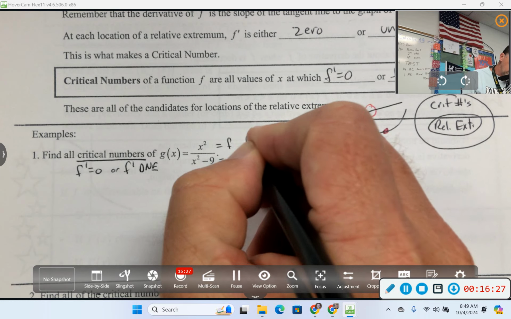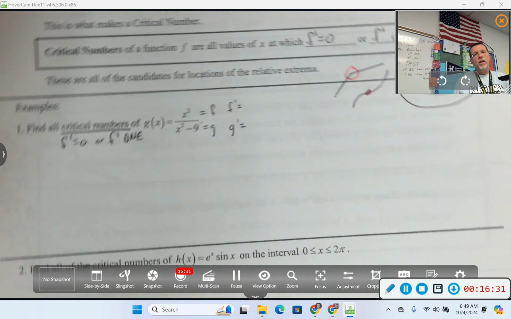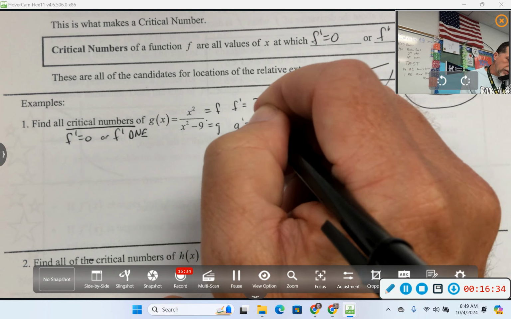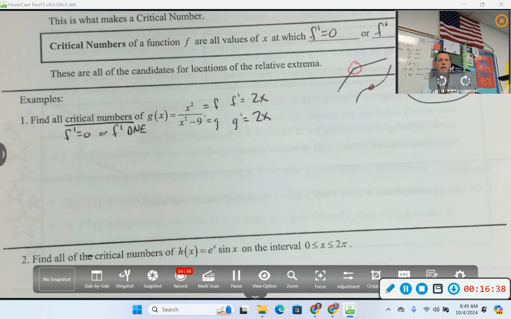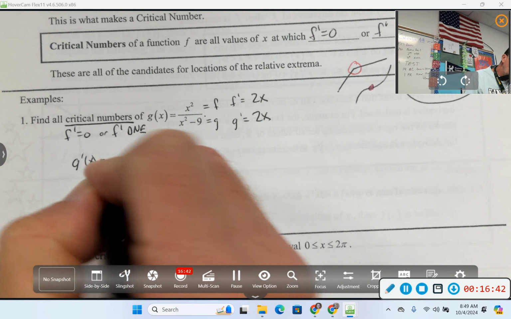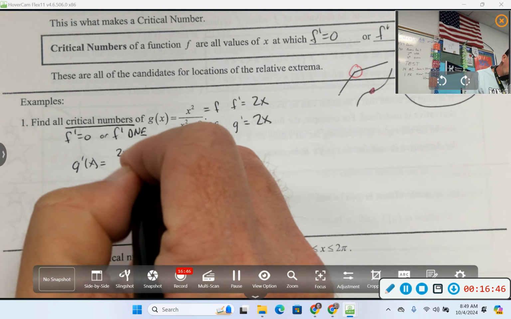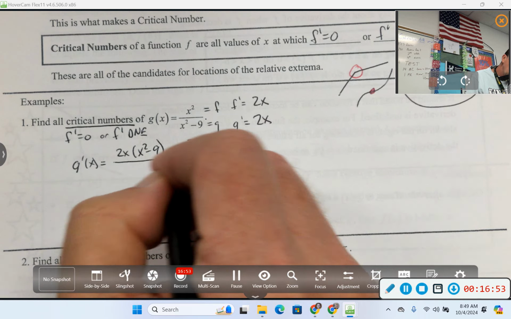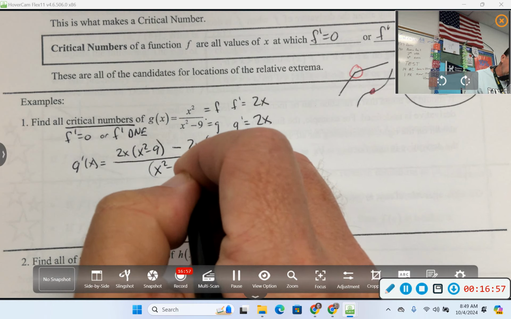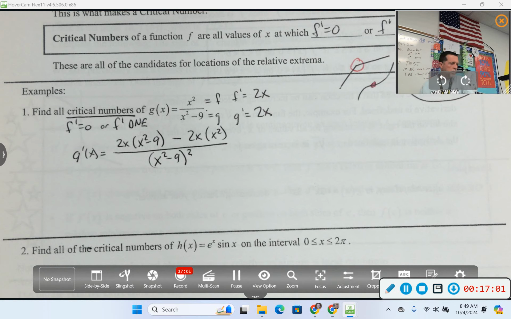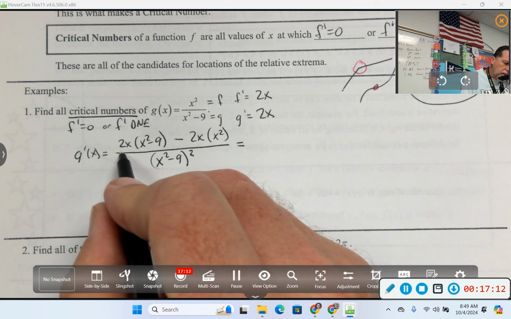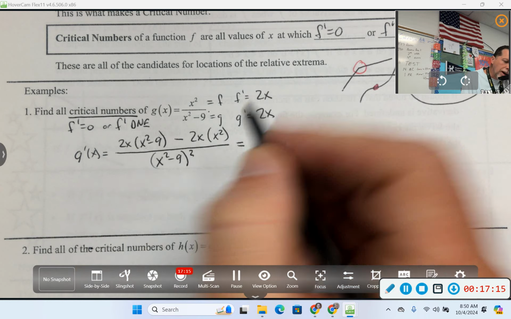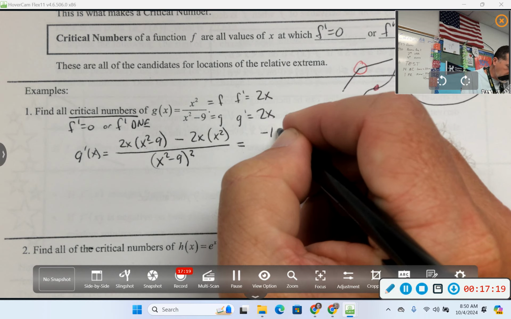So this looks like quotient rule, derivative of the top, derivative of the bottom of the same, that's kind of nice. So my overall derivative, bottom times the derivative of the top, 2x times x squared minus 9 minus 2x times x squared, all over x squared minus 9 squared. Let's see. So the critical numbers are where the... Well, you know what? Let's clean up the top first. 2x cubed minus 2x cubed is going to go away. So I think I'm going to be left with just negative 18x.